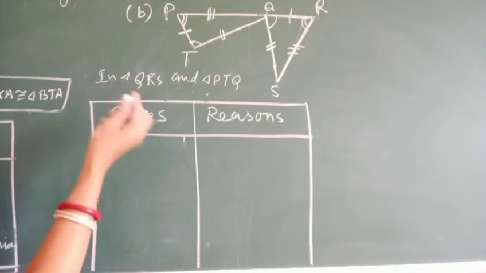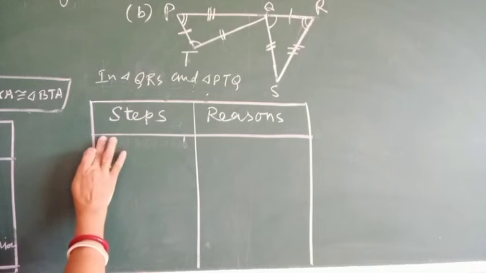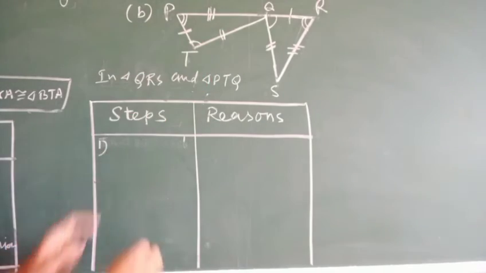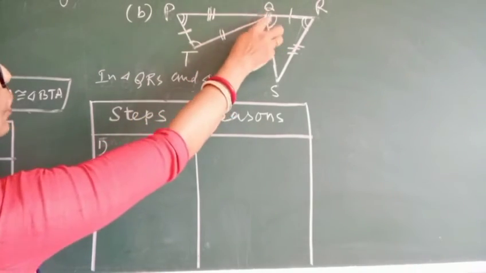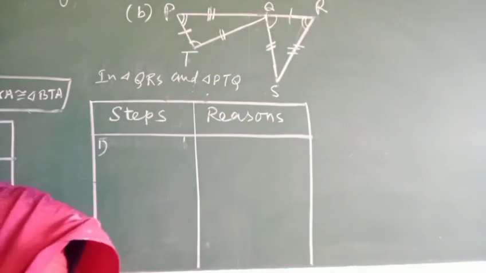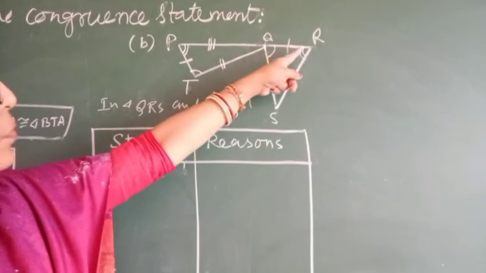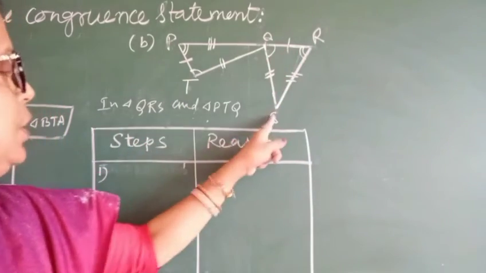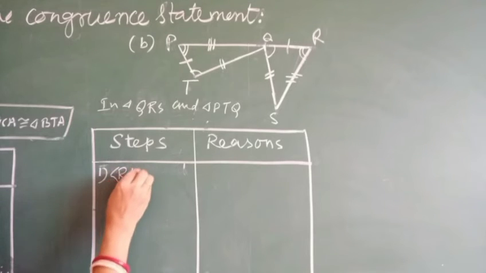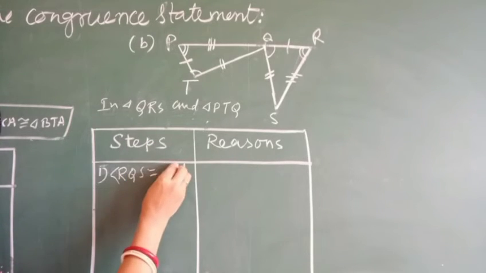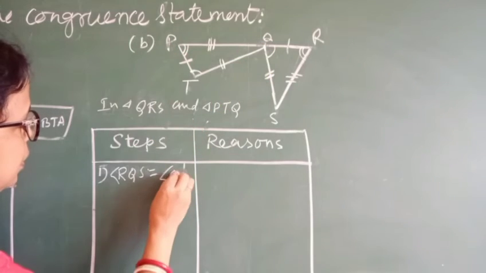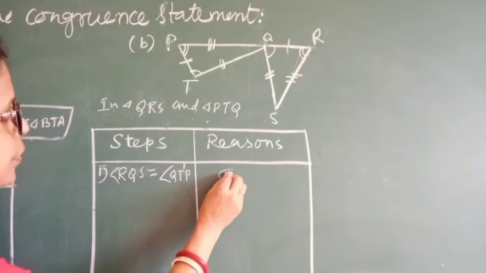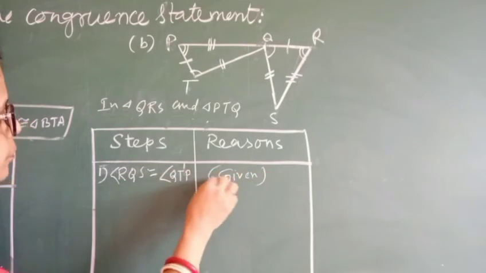What things do we have? Number 1, angle Q is equal to angle T. So many angles are there at Q, so very particularly you have to say the name of the angle. Here you can see 3 angles at Q, so you have to write angle RQ is equal to angle T, that is QTP. These two angles are the same. It is given. The reason is given.